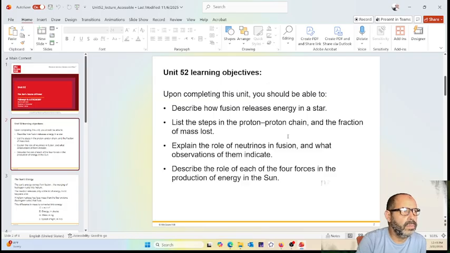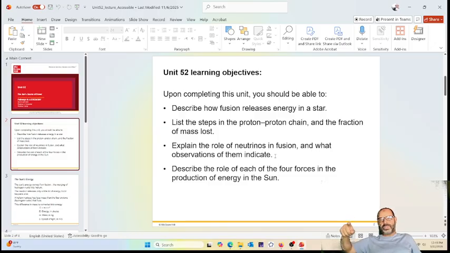Here is basically what we're going to discover in this unit. We're going to discover the fusion inside the core of the star, nuclear fusion, that is. We're going to talk about the proton-proton chain. That's not the only way to produce energy, by the way, inside the core of the star. We explain the role of neutrinos in fusion, and that's key to the question I just asked, basically. How do we know what we know?